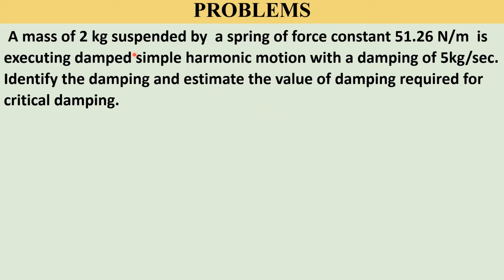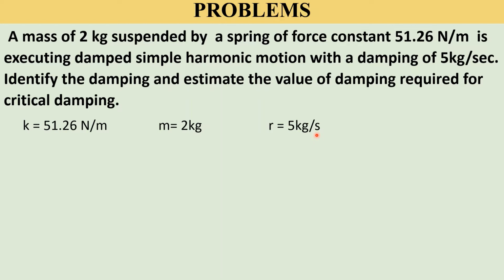So here the mass is 2 kg, force constant K is equal to 51.26 Newton per meter, and R, the damping coefficient, is 5 kg per second. So first let us calculate omega.